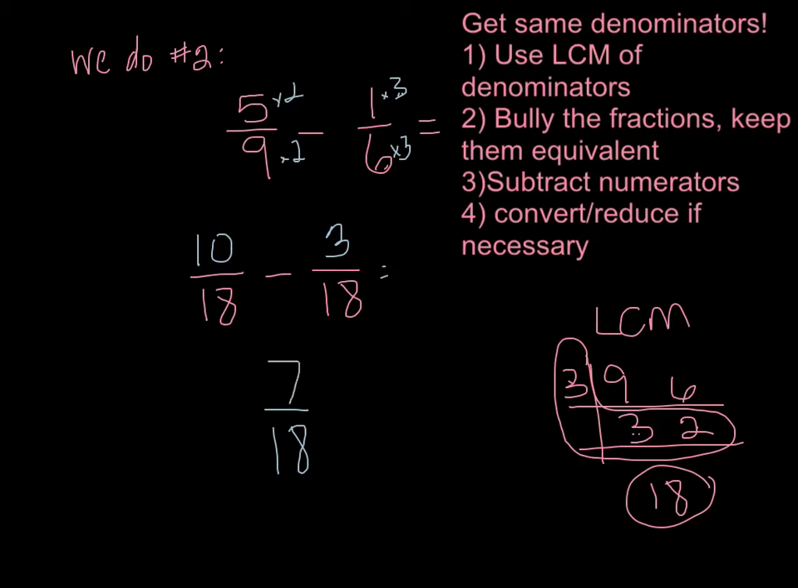Check the last step. Convert if it's improper. This is proper, so I don't need to do that. Reduce if you can. That's prime and doesn't fit exactly into that, so I'm stuck. And that's your correct answer. Very much similar to adding fractions, except now we're just subtracting. All the steps are the same. So those steps really should be clicking nicely into place and becoming easier and easier.